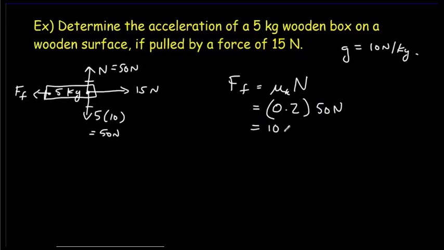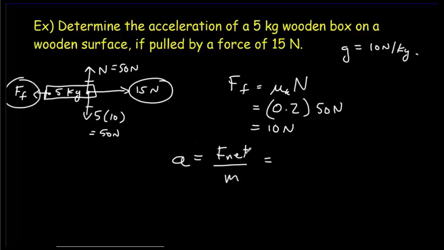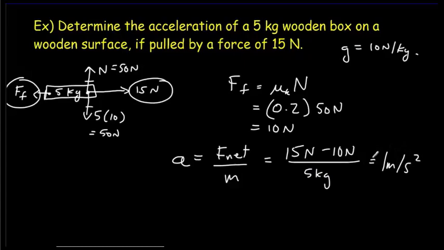which is simply 10 newtons. So now if I want to get the acceleration, that's going to be the net force divided by the mass. Net force, 15 newtons minus the force of friction, or 15 newtons minus 10 newtons. The mass was 5 kilograms, so I end up with an acceleration of 1 meter per second squared.